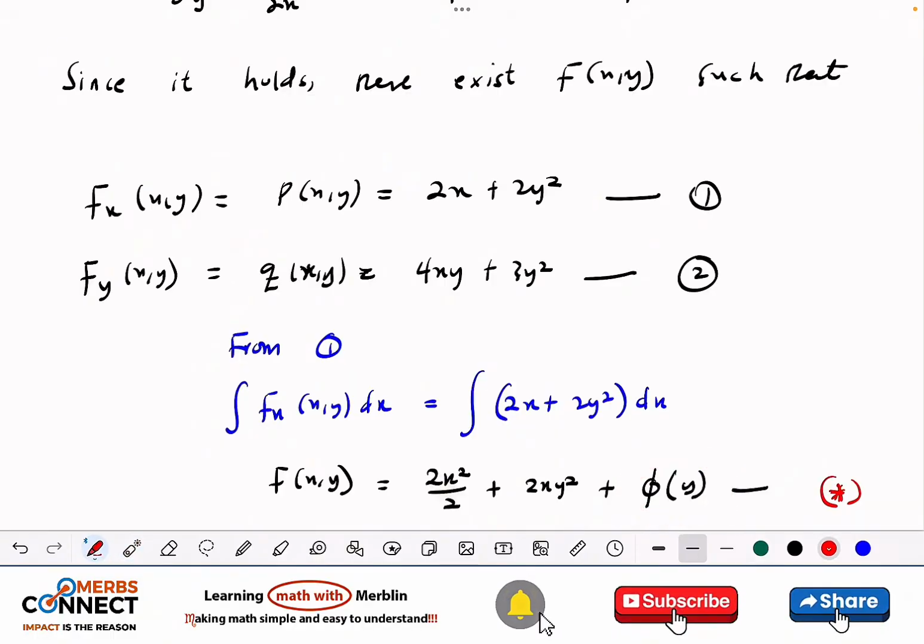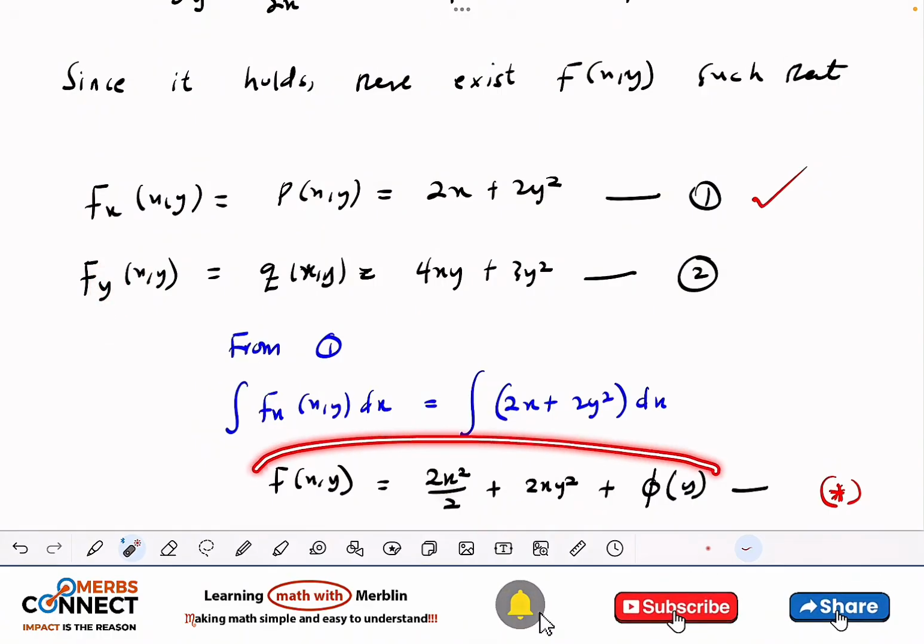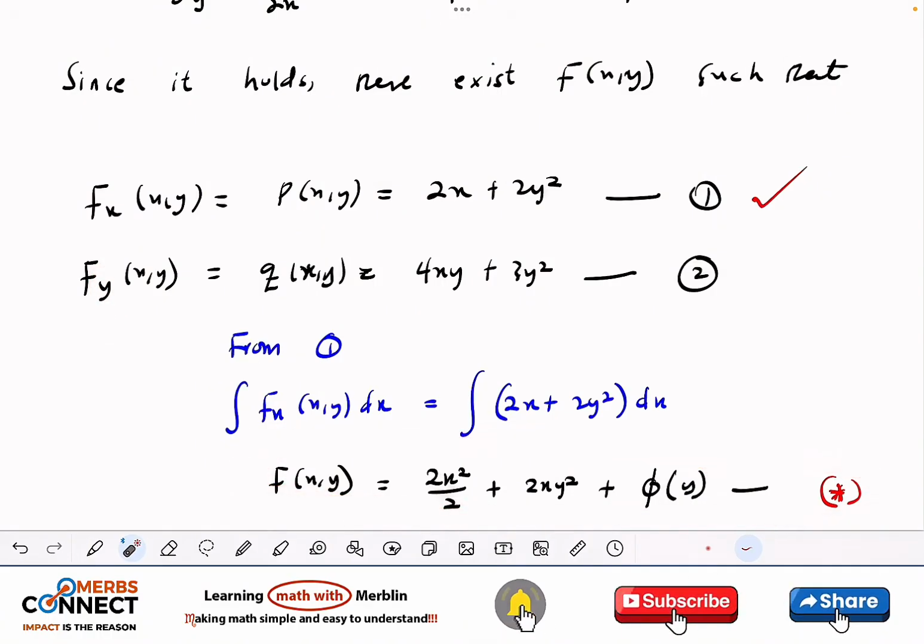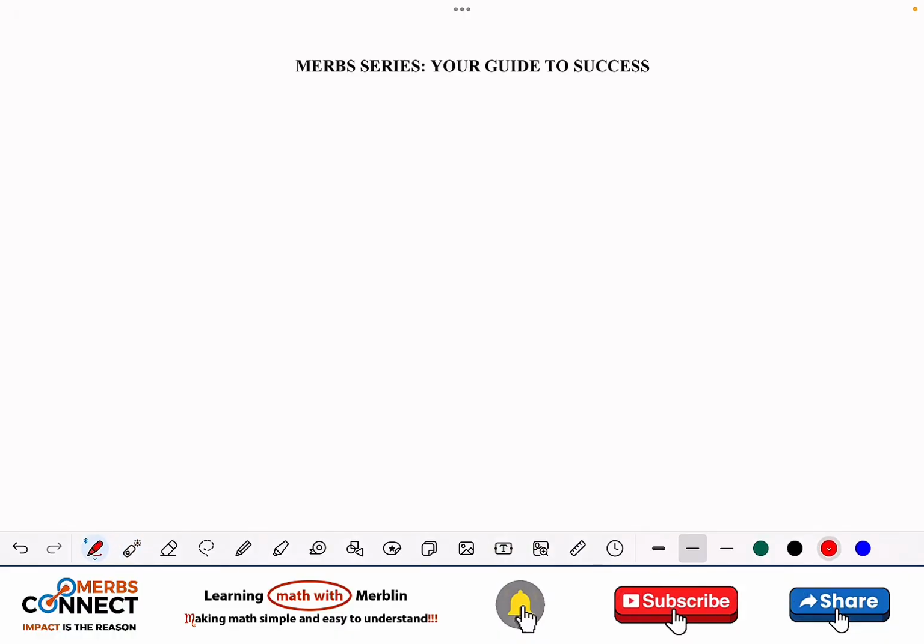Now remember, we've made use of equation 1, so we need to make use of equation 2. How do we make use of equation 2? We can see that equation 2, big F of x, is partially differentiated with respect to y. So we need to differentiate our solution here with respect to y so that we can equate equation 2 and equation star, right? Let's move to the next page by writing that.